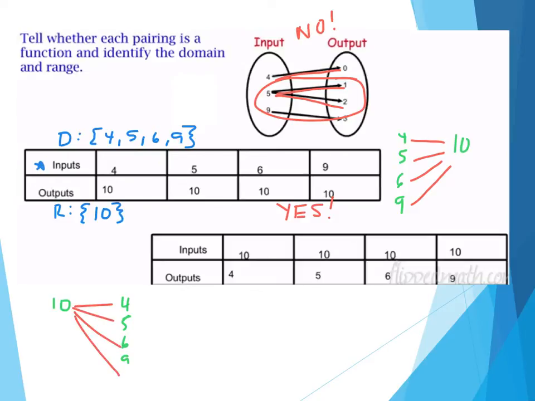Uh-oh. 10 is my input. One input should have only one output. How many outputs does this 10 have? It has 1, 2, 3, 4.